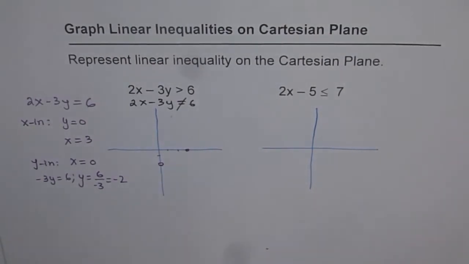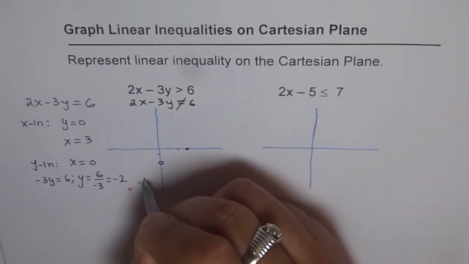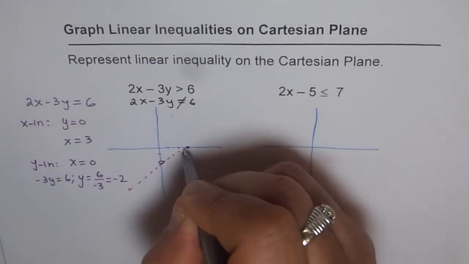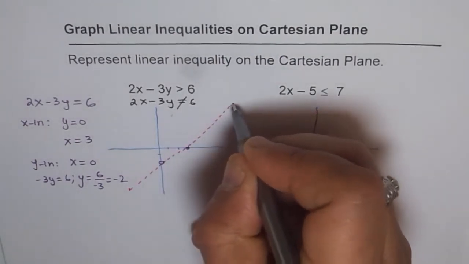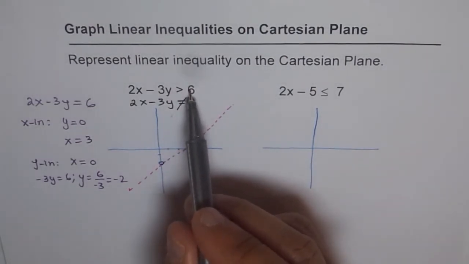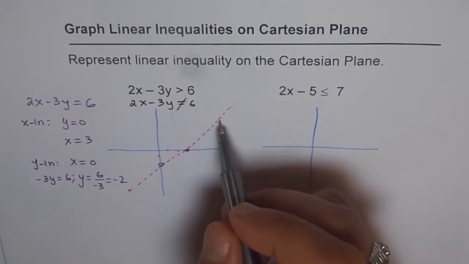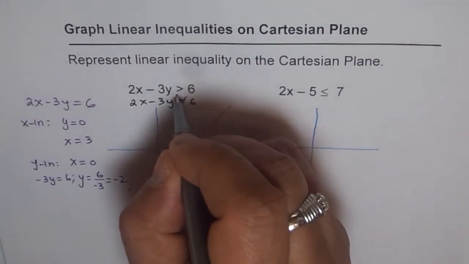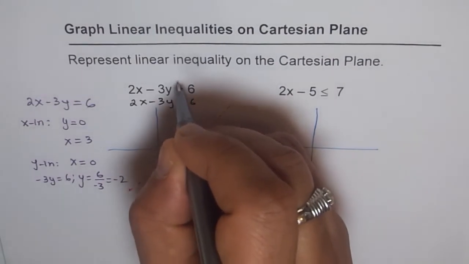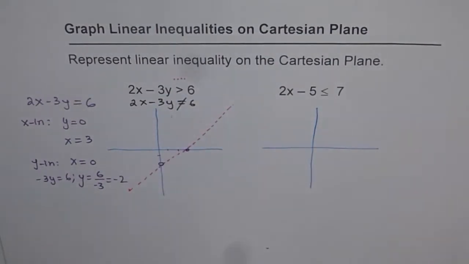So this is the line 2x minus 3y equals 6. It's a very important line for us, but not part of the solution, right? So that is the line. Since it is only greater than 6, not equal to 6, we have drawn this line as a dotted line, right? So this symbol, where the inequality is missing the equal to, is represented by a dotted line, right?